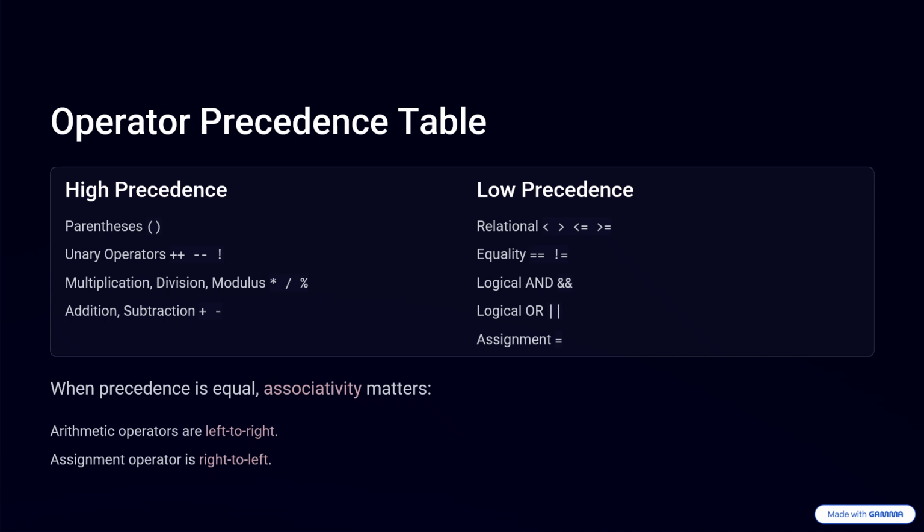When two operators have the same precedence, associativity decides. For example, arithmetic operators are evaluated left to right, while assignment is right to left.